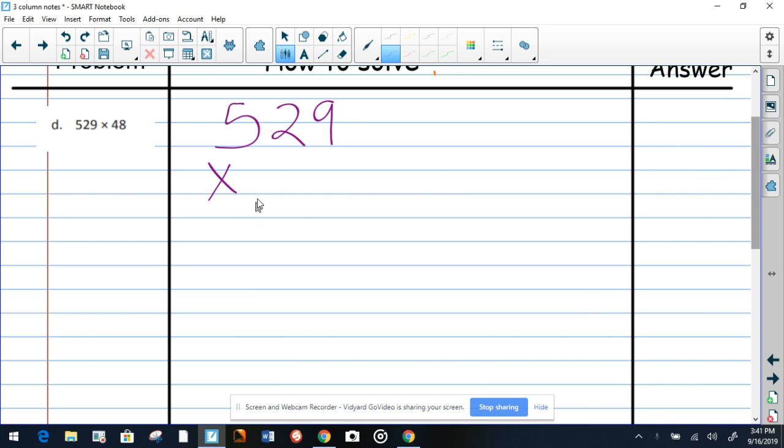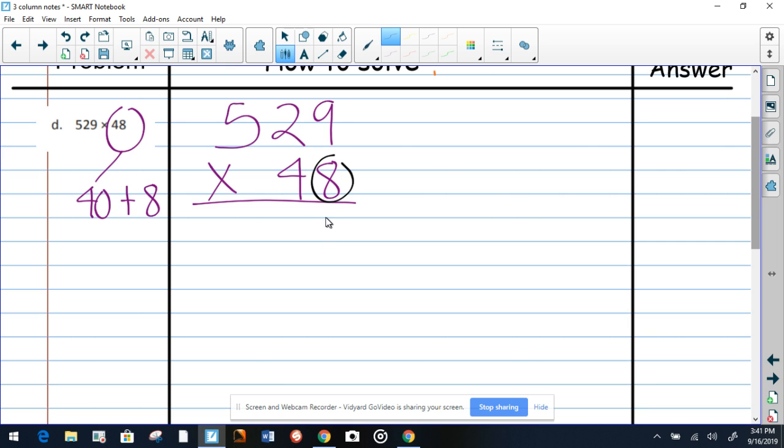529 times 48. Okay, one thing that you need to keep in mind is that the 4 is the same thing as 40, and the 8 is 8 ones. So keep that in mind. So let's multiply. We're going to multiply first the 8.